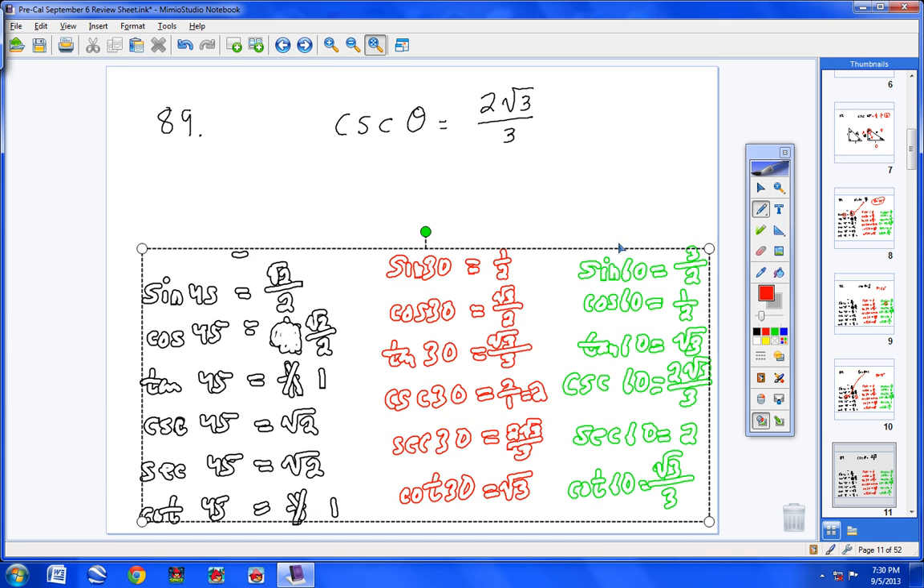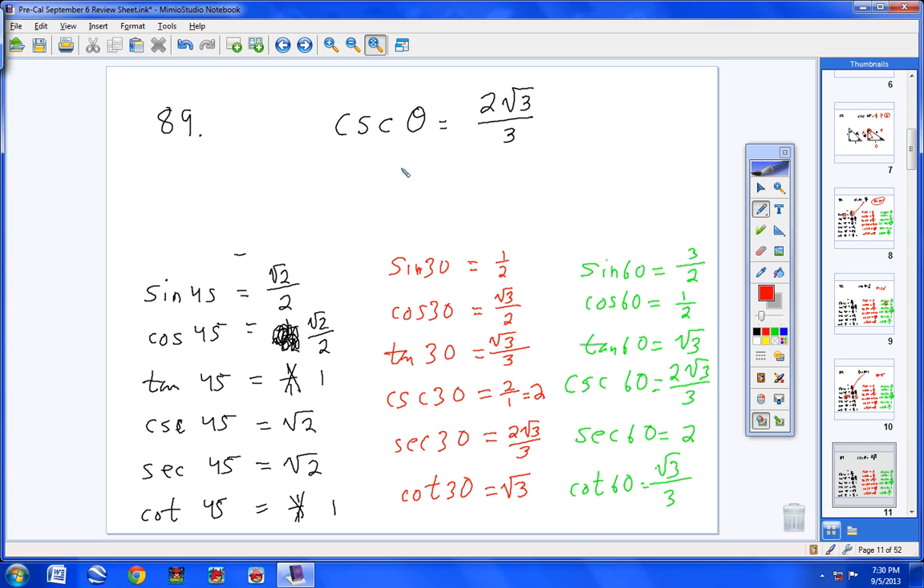Cosecant of an angle. Cosecant gives me 2 square root of 3 over 3. Here it is right here. Cosecant of 60 gives me 2 square root of 3 over 3. So theta has to be 60. So theta equals 60 degrees.